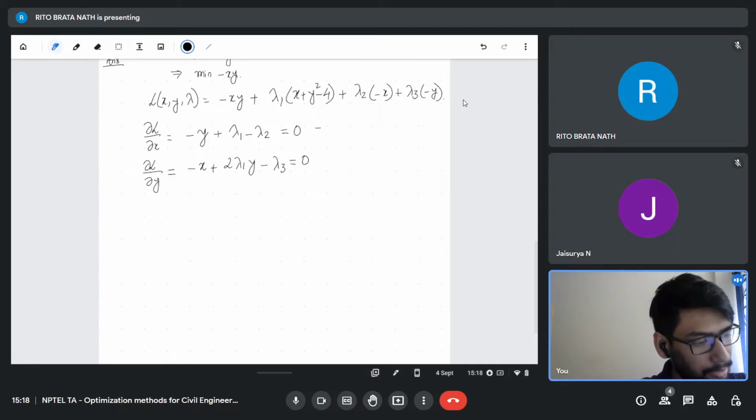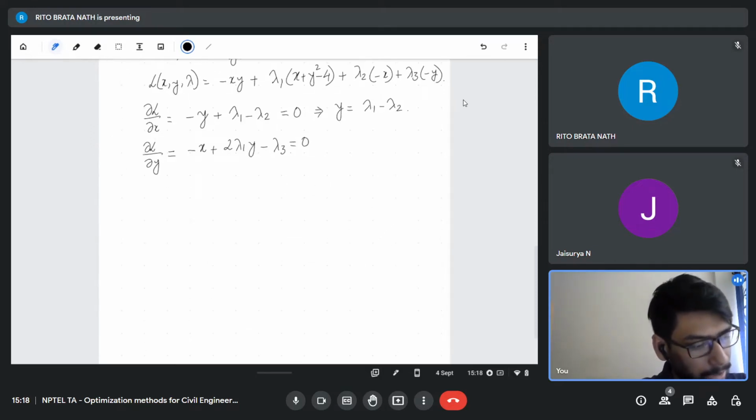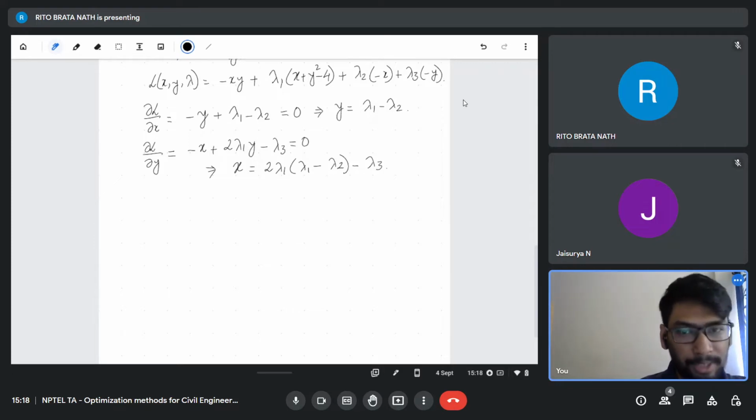So what you can do, you can write y equals lambda 1 minus lambda 2. And from here, what you can write, your x equals 2 lambda 1, I'll replace this y here, and minus lambda 3. So you have expressed this x and y in terms of lambda 1, lambda 2, and lambda 3.